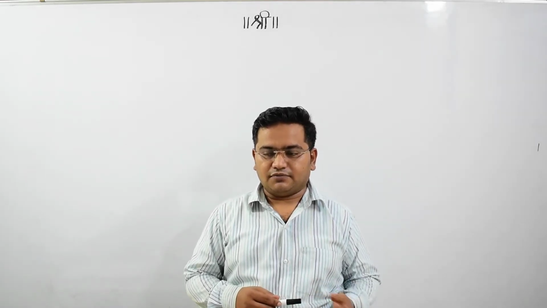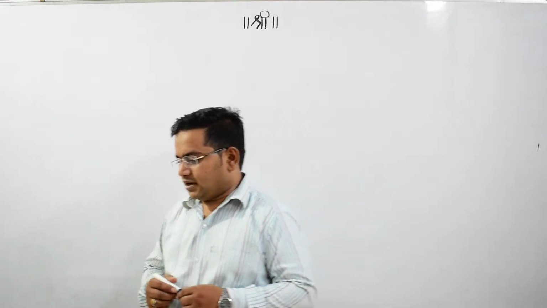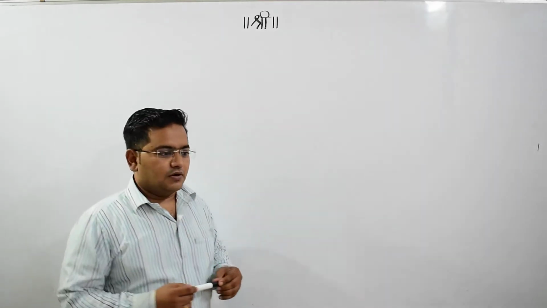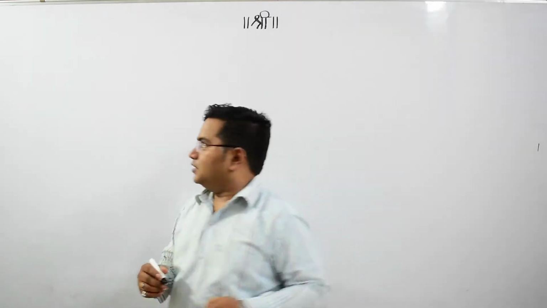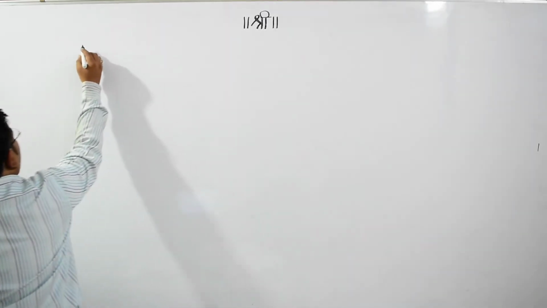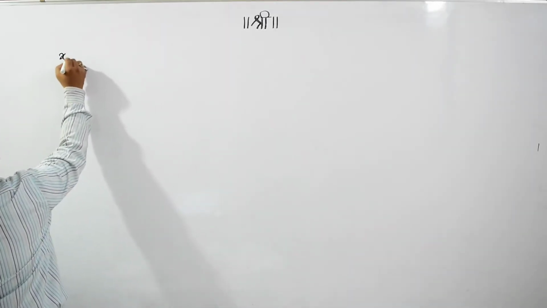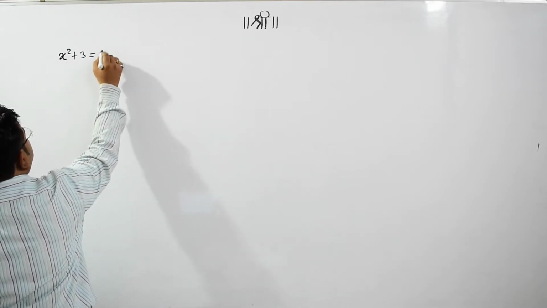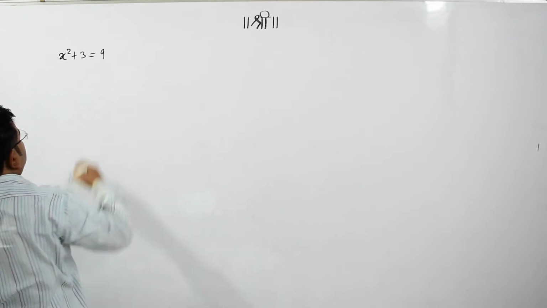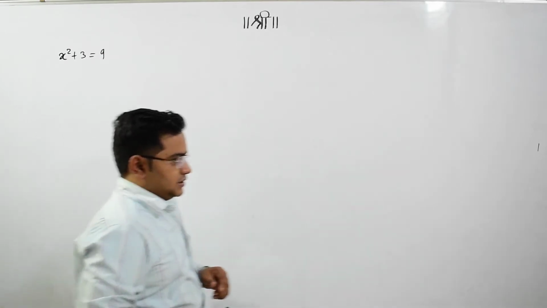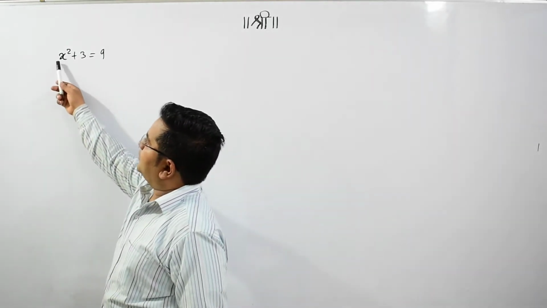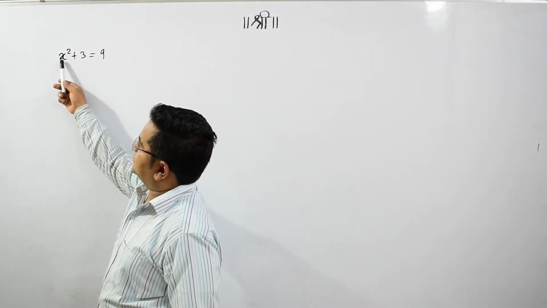So what do you mean by quantifiers? Quantifiers are those which make this statement easy. Most of the times we have this equation. Initially they ask us whether x square plus 3 is equal to 9. So x square plus 3 is equal to 9 means what? Here we need the existence of this x.